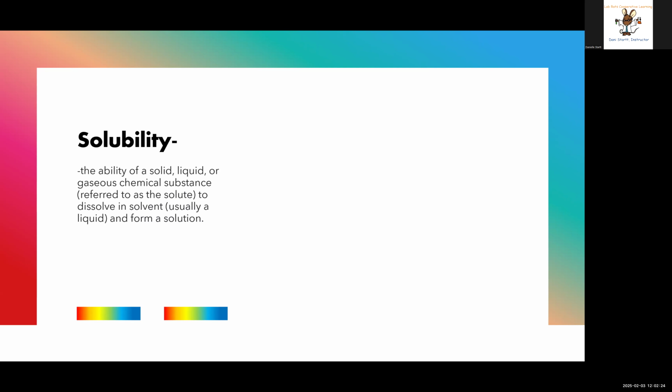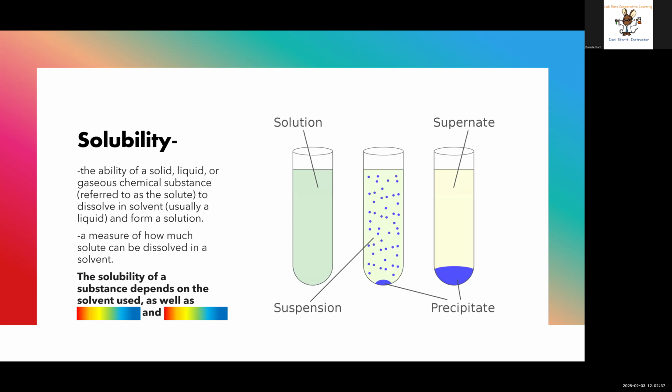They're not always a liquid. Remember, solute is what is dissolved, and a solvent is what does the dissolving. Solubility is also a measure of how much solute can be dissolved in a solvent. And the solubility of a substance depends on the solvent used as well as temperature and pressure, and we're going to see why those things matter.